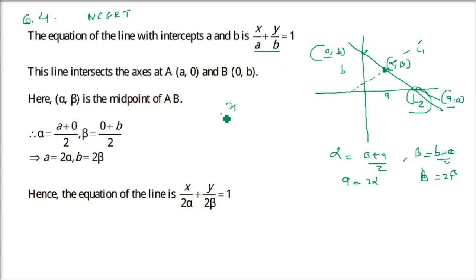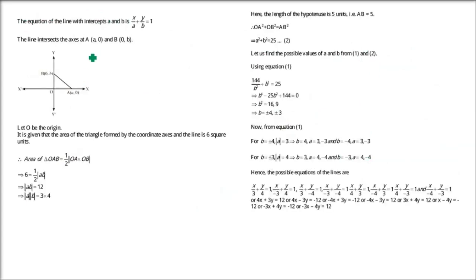Now we have the original equation. Put A as 2 alpha here, x by 2 alpha, and then y, in place of B put 2 beta, and this is equal to 1. This is the equation which is required. It is an NCERT question.